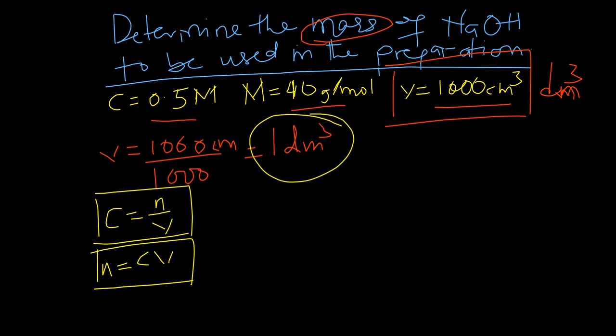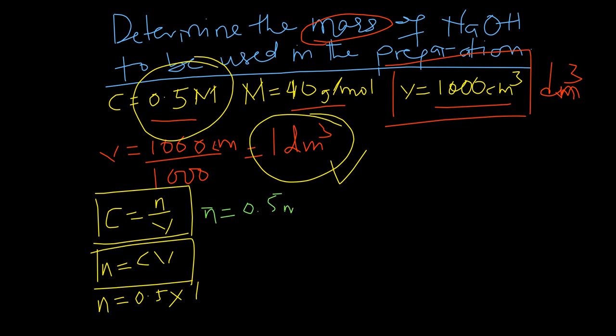The concentration has been given to us. The volume we know. So we can use this to determine the number of moles of sodium hydroxide here that we are going to use. So how do we do that? So the mole will be the concentration, which is 0.5, multiplied by the 1 dm cube volume. When we do this calculation, what are we going to get? That will give us mole of 0.5 mole. So that's the mole we are going to use, 0.5 mole.